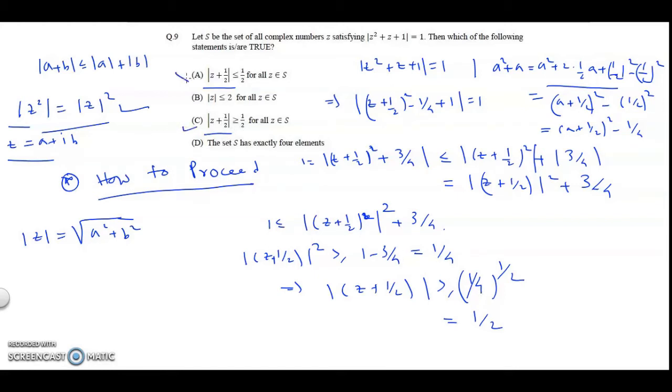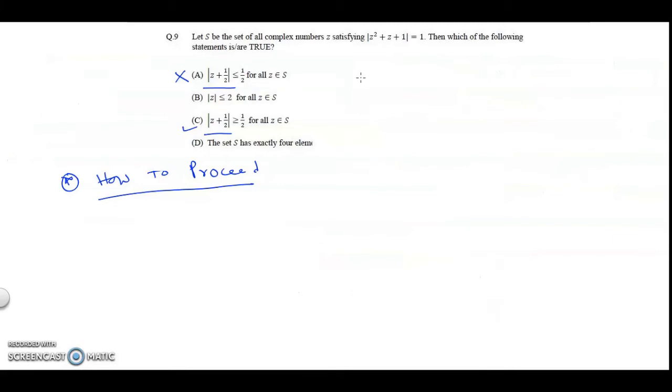Hence, option A cannot be true. Now we have to check for options B and D. Option B is a little bit tricky. You have to know this type of inequalities to solve this. So now in this I will use this inequality.